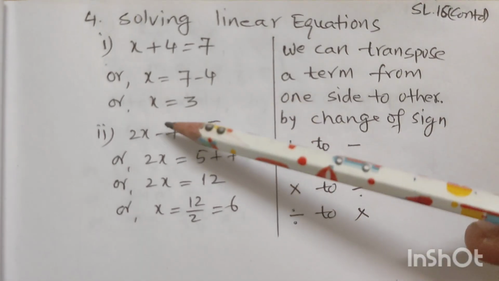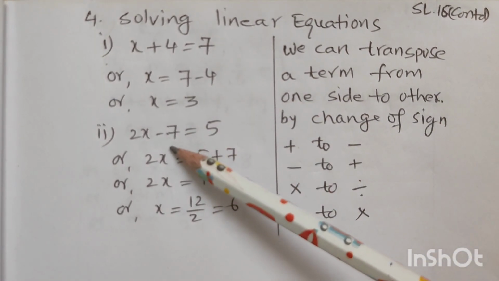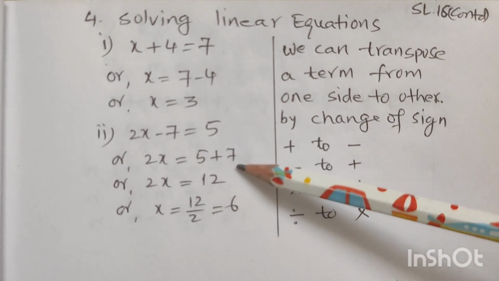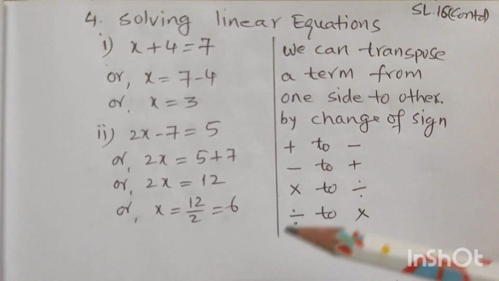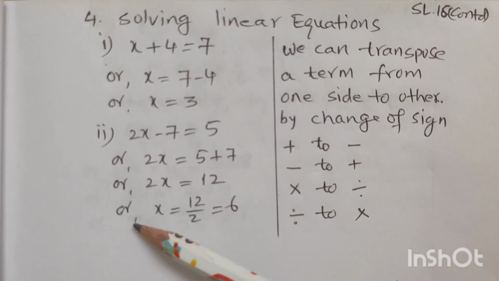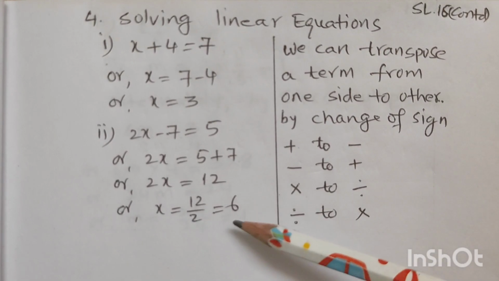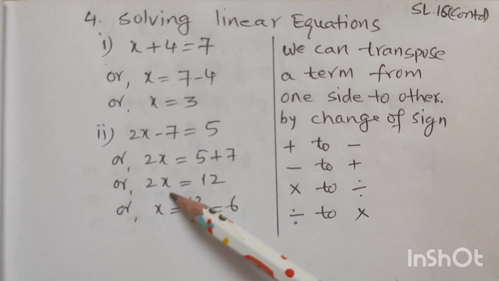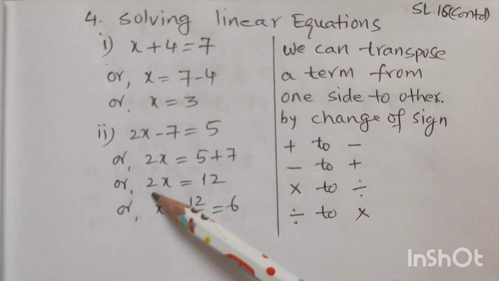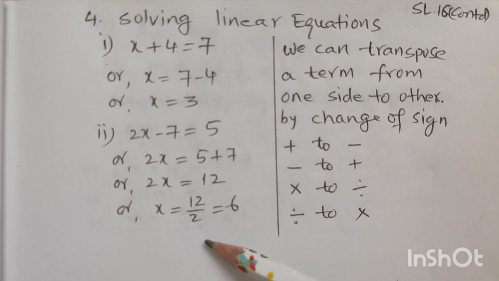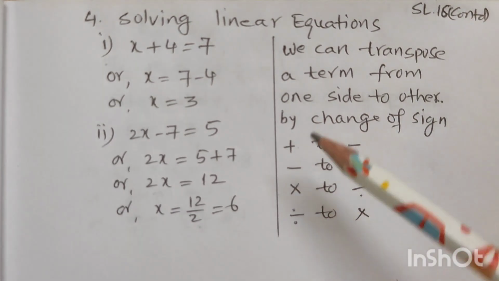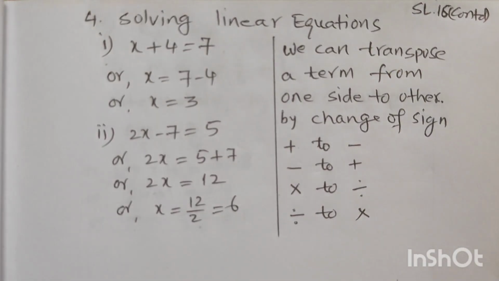You see in the second example, minus 7 has been taken to the other side with change of sign. From minus 7 it has become plus sign. The steps are self-explanatory and we get the value of x. You see here it was 2x, 2 multiplied by x, and in the next step this multiplication number 2 has come as division. We have divided it by 2. So this is the process of transposition. Plus sign transposed, multiplication sign transposed as follows, like this.